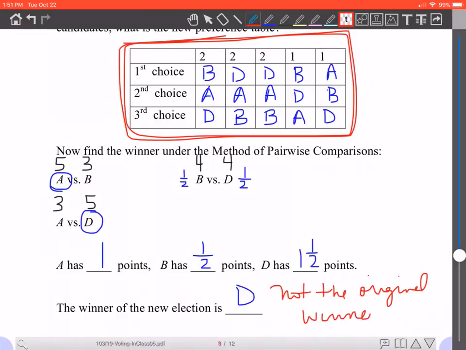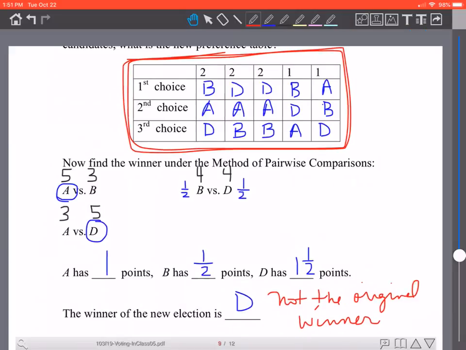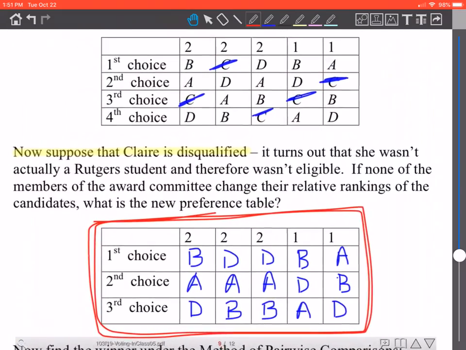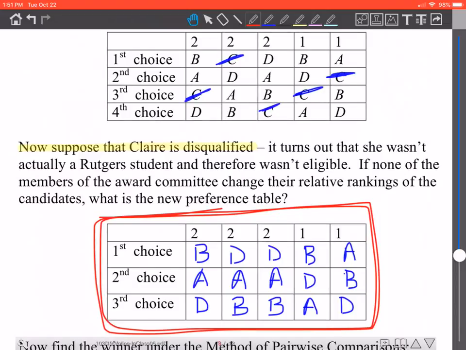Remember, the original winner was candidate A, and all of a sudden, after C was eliminated, a non-winner was eliminated, and somebody else ends up winning the election. I wonder why that happened. I guess we would have to go back and check the original table and see why that happened. Let's see if we can scroll up really quick. So C being eliminated, why did that not give A the advantage? What do you think? So C being eliminated, why didn't that help A out?